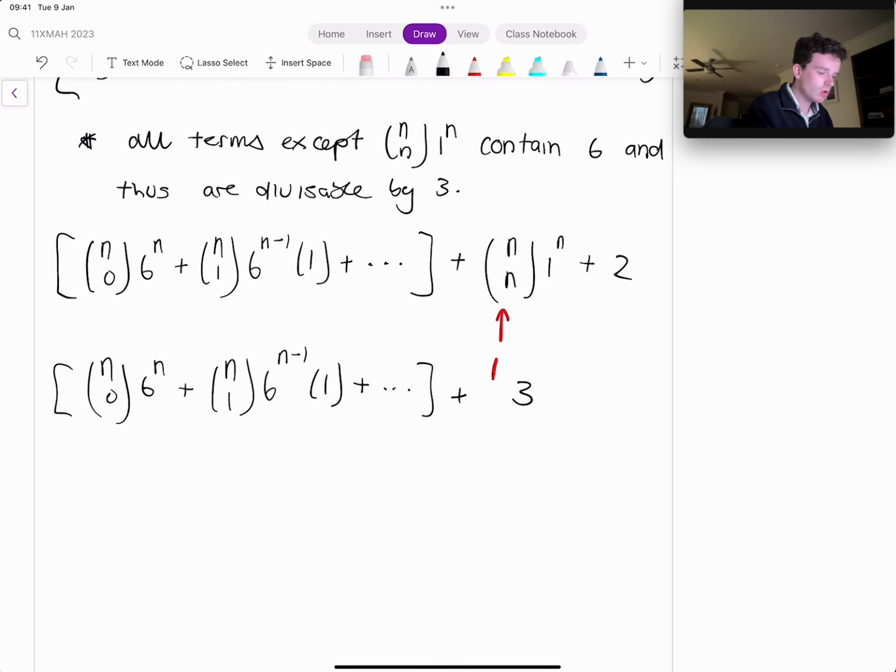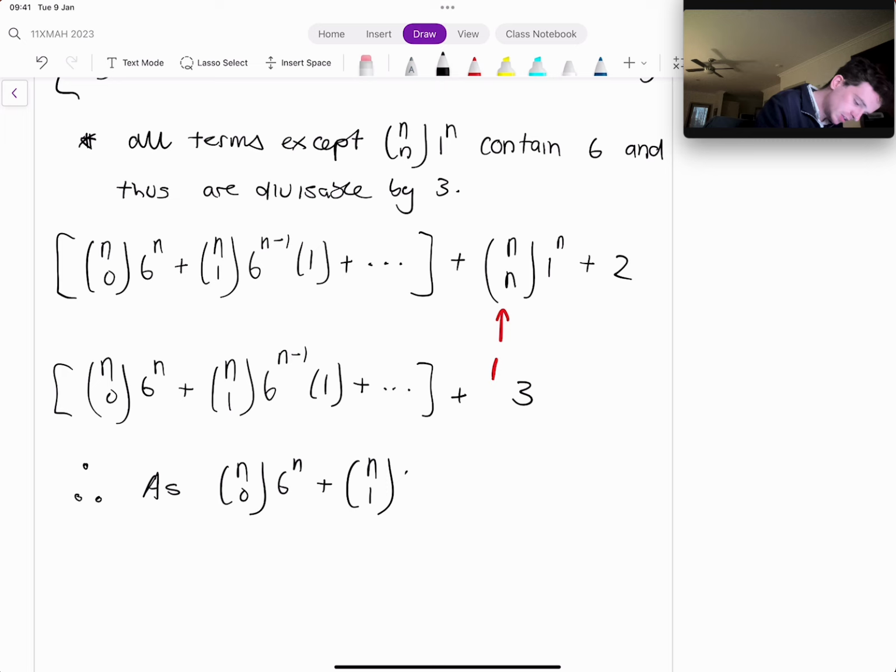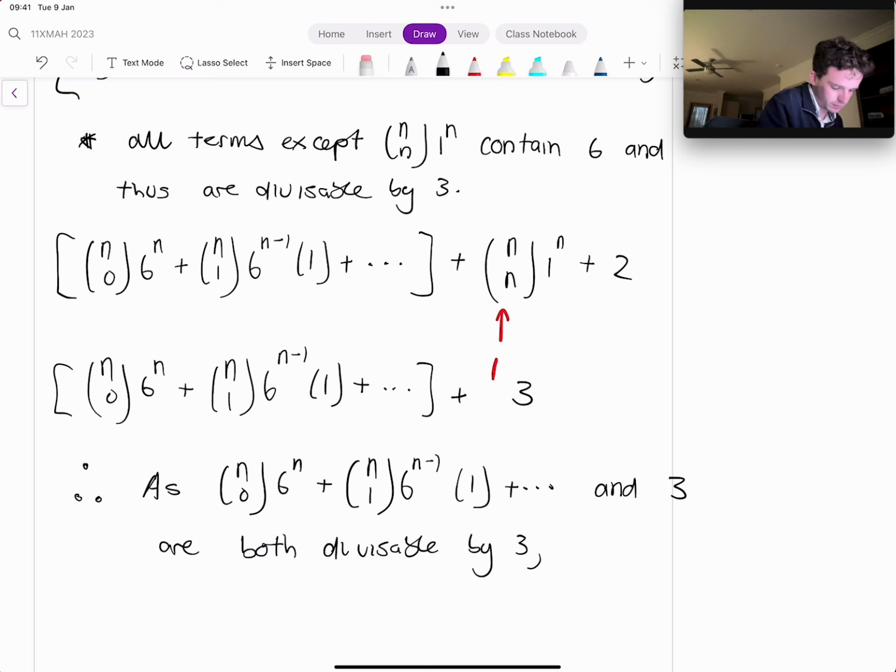Okay. We have already proven that everything in the brackets is divisible by 3 because it contains 6. And 3 is obviously divisible by 3. So therefore, as n choose 0, 6 to the n plus n choose 1, 6 to the n minus 1 times 1 plus dot dot dot, and 3 are both divisible by 3, then their sum is also divisible by 3.